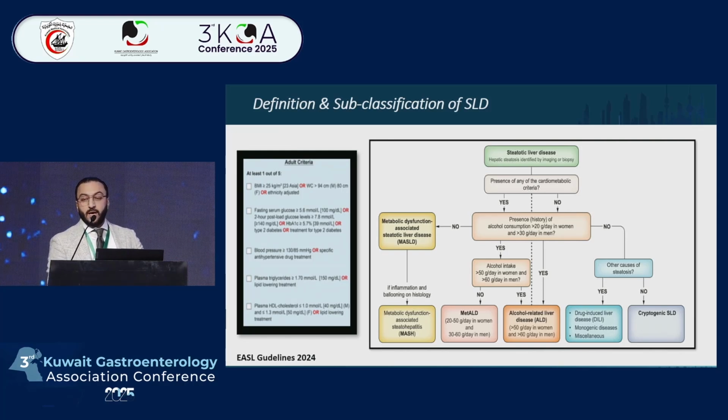If the patient has evidence of steatosis and at least 1 cardiometabolic risk factor and has modest drinking, defined as 20 to 50 grams in females and 30 to 60 in males, then the patient has a combination of metabolic and alcohol-related disease, what we call MetALD. If the patient has evidence of steatotic liver disease and at least one cardiometabolic risk factor, but has significant alcohol drinking, then we can label him as ALD, not MASH. On the other hand, at the far end of the algorithm, if the patient has steatotic liver disease and no cardiometabolic risk factor, you have to think of other etiologies like drug-induced or cryptogenic SLD.